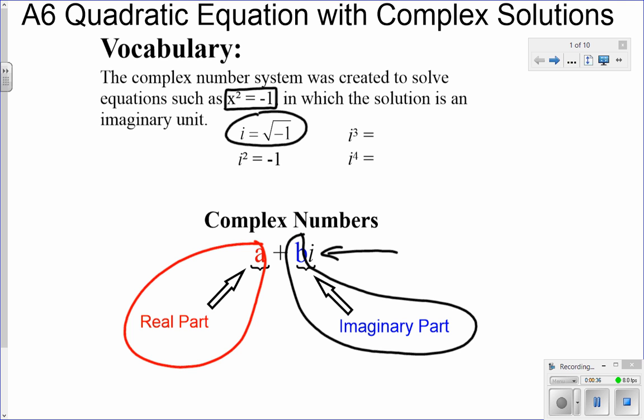If we square i, notice i squared is -1. i cubed, you can think of it as i times i squared. Well, that is just -i. And i to the fourth is the same thing as i squared times i squared, which is 1. So those will be a pattern as you increase those powers.